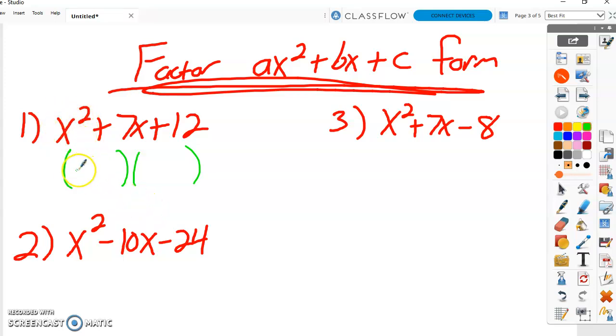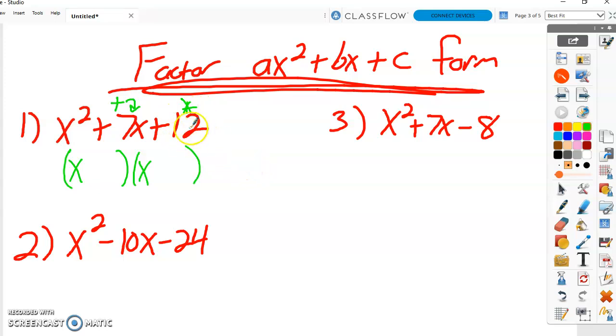Since we have to have x squared in front, we're always going to start with x and x in the parentheses, because x times x is x squared. Now our two constants are going to go in the back. Here's the shortcut. The two numbers that go in back need to multiply to the back number, positive 12, and they must add to the b constant, or 7.